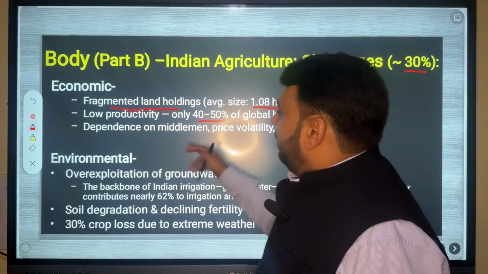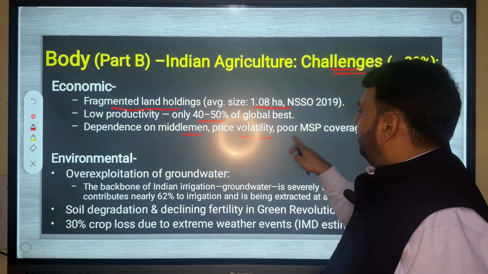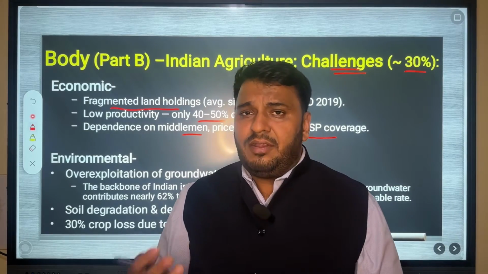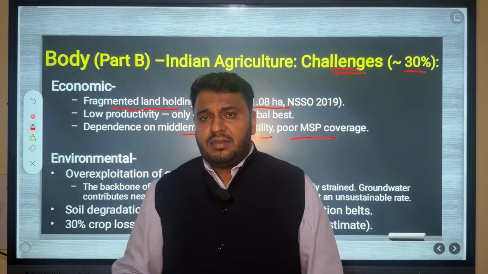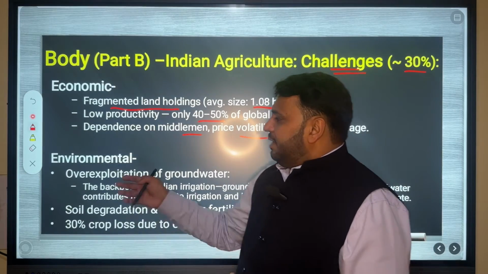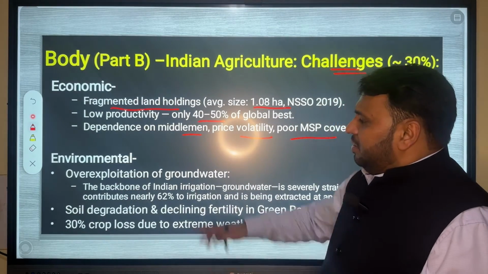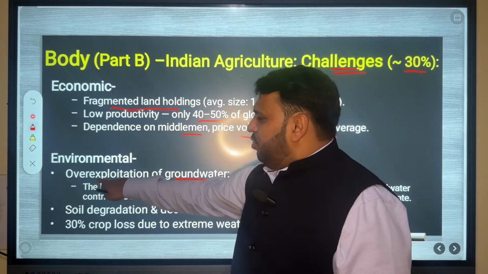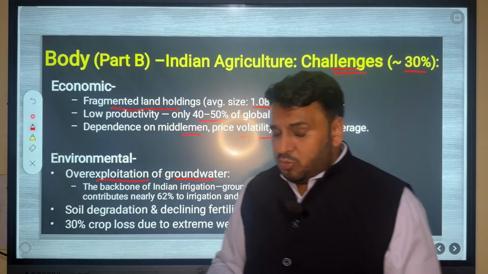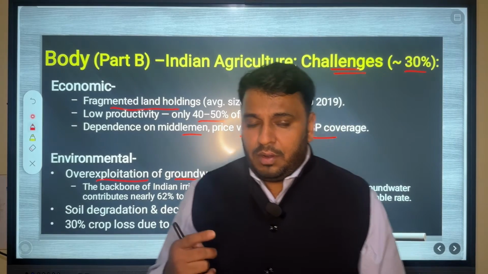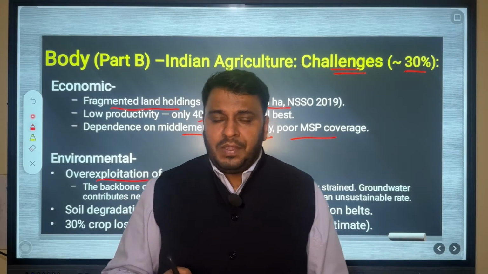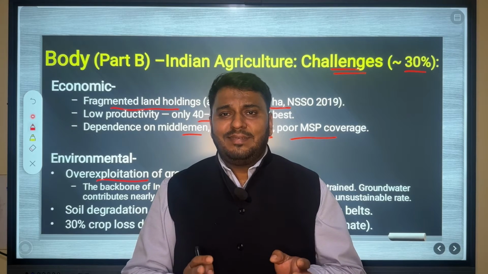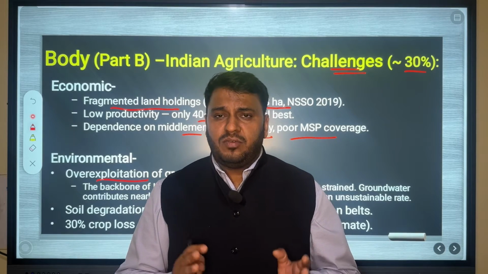Okay. Dependence on middlemen, price volatility, poor MSP coverage is still there, and the price discovery is driving down the income that our farmers are earning. Next, coming to the environmental factors, this is very important. There is huge over-exploitation of groundwater. So groundwater remains the major source of irrigation in the agriculture sector. We do not have a properly established canal system in most parts of the country.